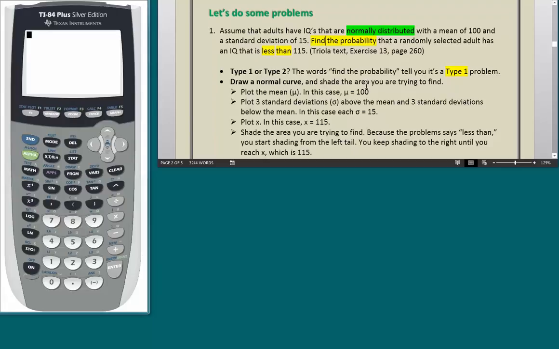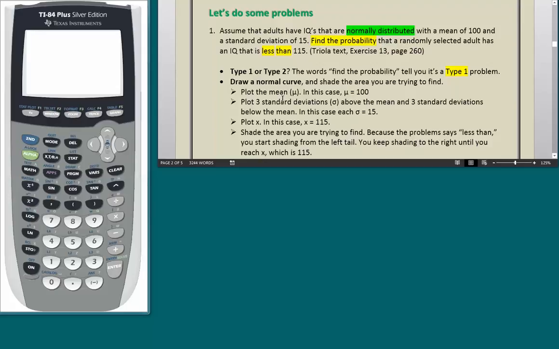Before we get to the shading, we have to go through these steps. We're going to draw the normal curve. We're going to plot the mean, which in this case is 100, and we're going to plot 3 standard deviations. Oh, by the way, let's go back. The symbol for the mean is this Greek letter called mu, and the symbol for the standard deviation is this Greek letter called sigma.